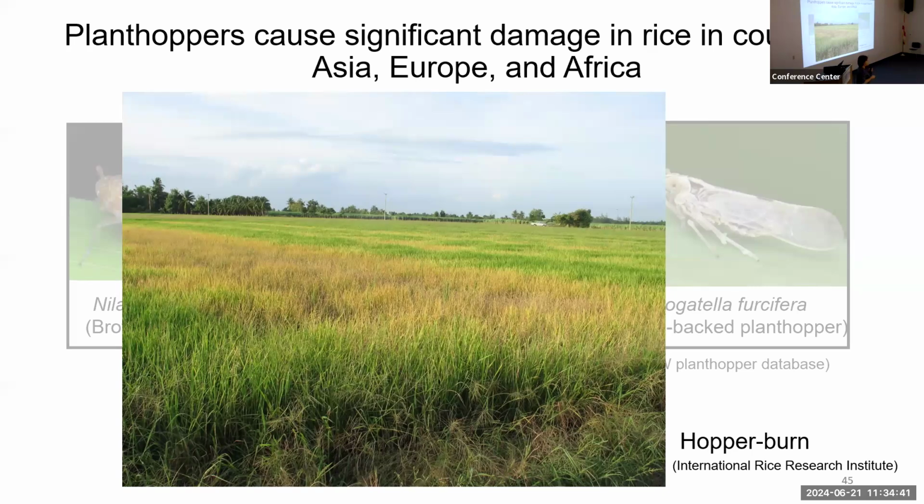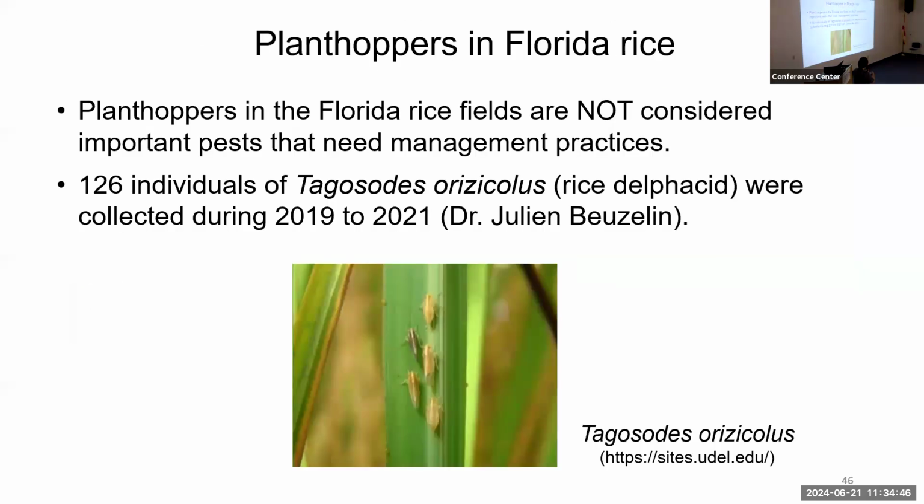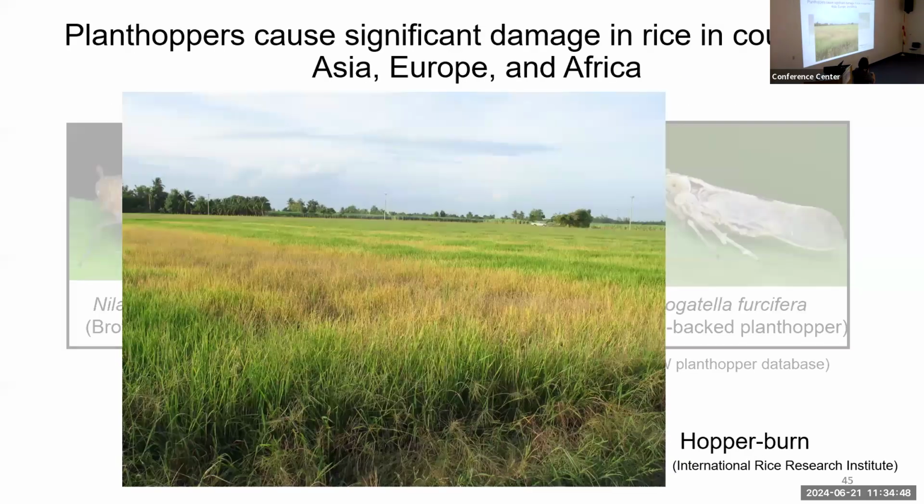When the population level is high, they can cause so-called hopper burn. So you can see here the yellow area, it's not a normal rice growing field, right? This is because the number of hoppers is too high, and they feed on the rice, and then this rice cannot grow normally anymore. So this happened in Texas a few years ago. So we don't want it to happen in our rice fields in Florida.